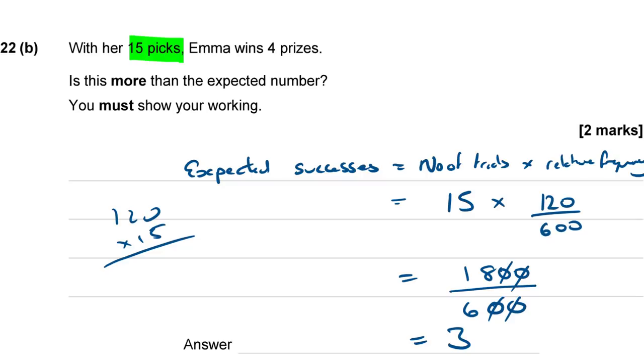Now, she actually picked out 4 prizes, so she's more lucky than we would expect. So, is this more than the expected number? Yes, more. Okay, so we've got our working in, it's 3, and we said that yes, it's more. So we've done everything we need to do.